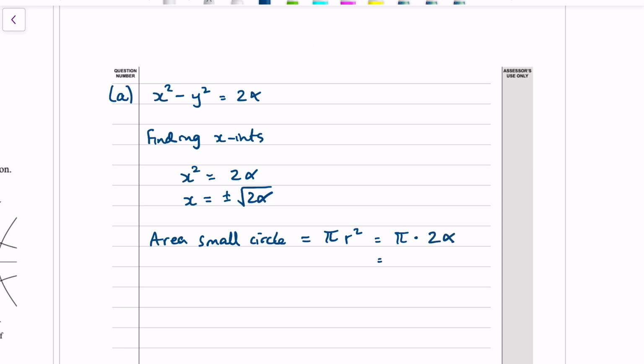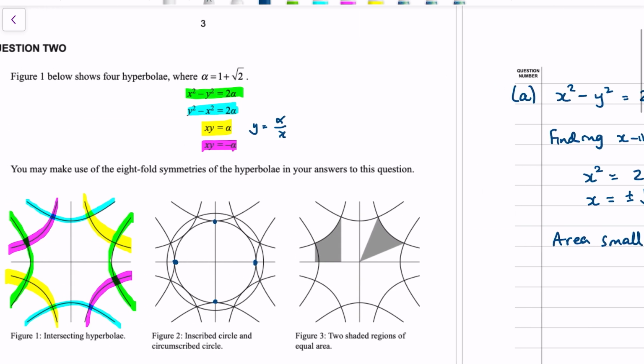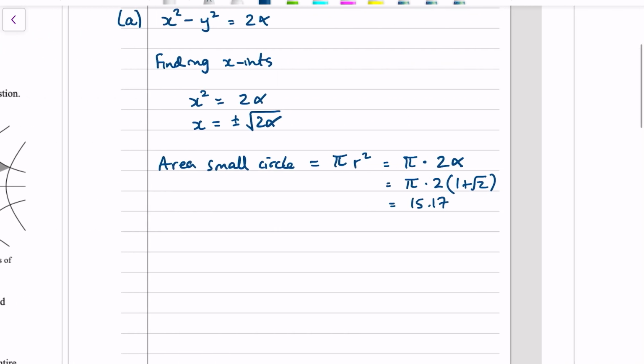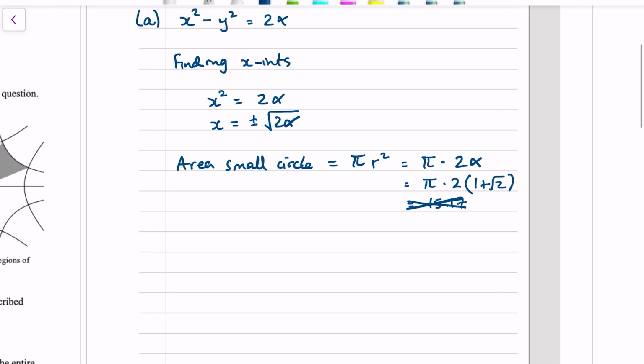And we could then put pi times 2 times (1 plus root 2) in. And if you really want to work it out as a decimal, then you can. But the question asked for the exact form, so working it out as a decimal is only helpful to know roughly whether you've got the right size. So it comes out to be 15.17. Let's see what the question said. Find the exact area of each circle. So don't give the decimal as your answer, because then it shows that you don't understand what exact means.